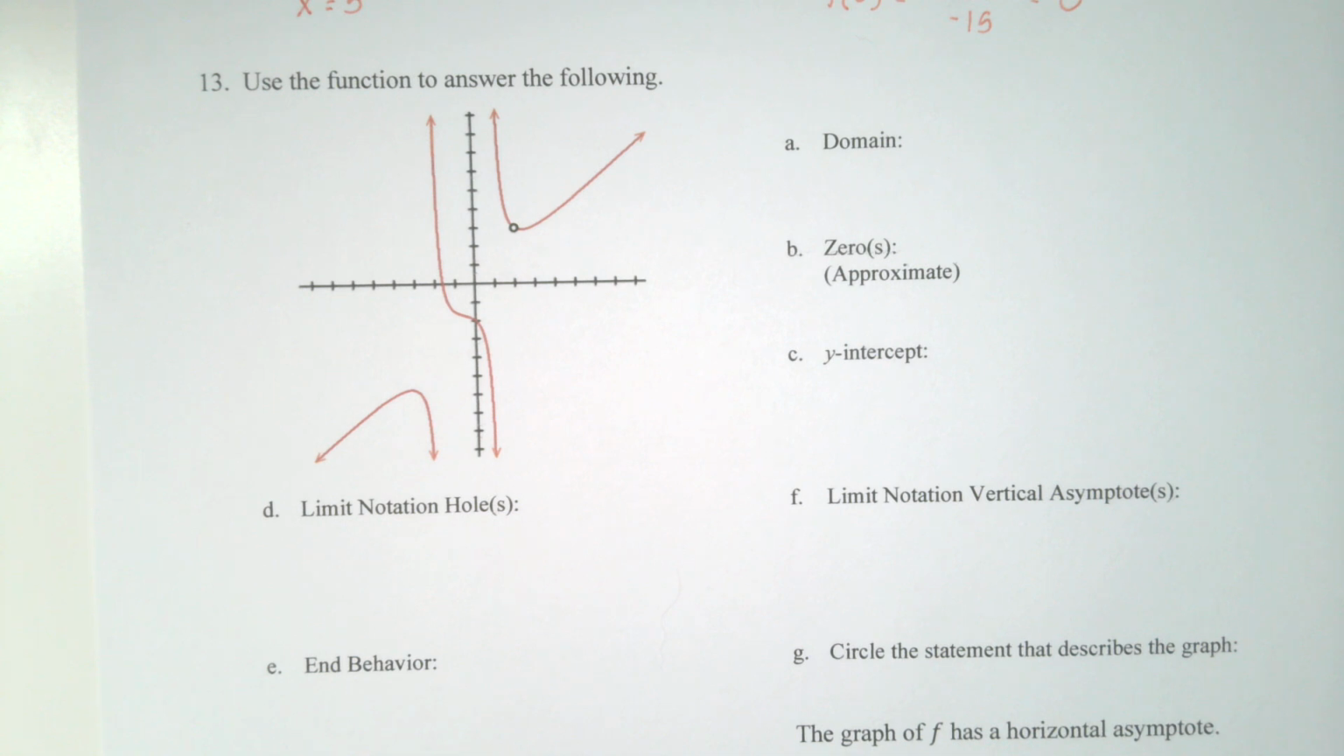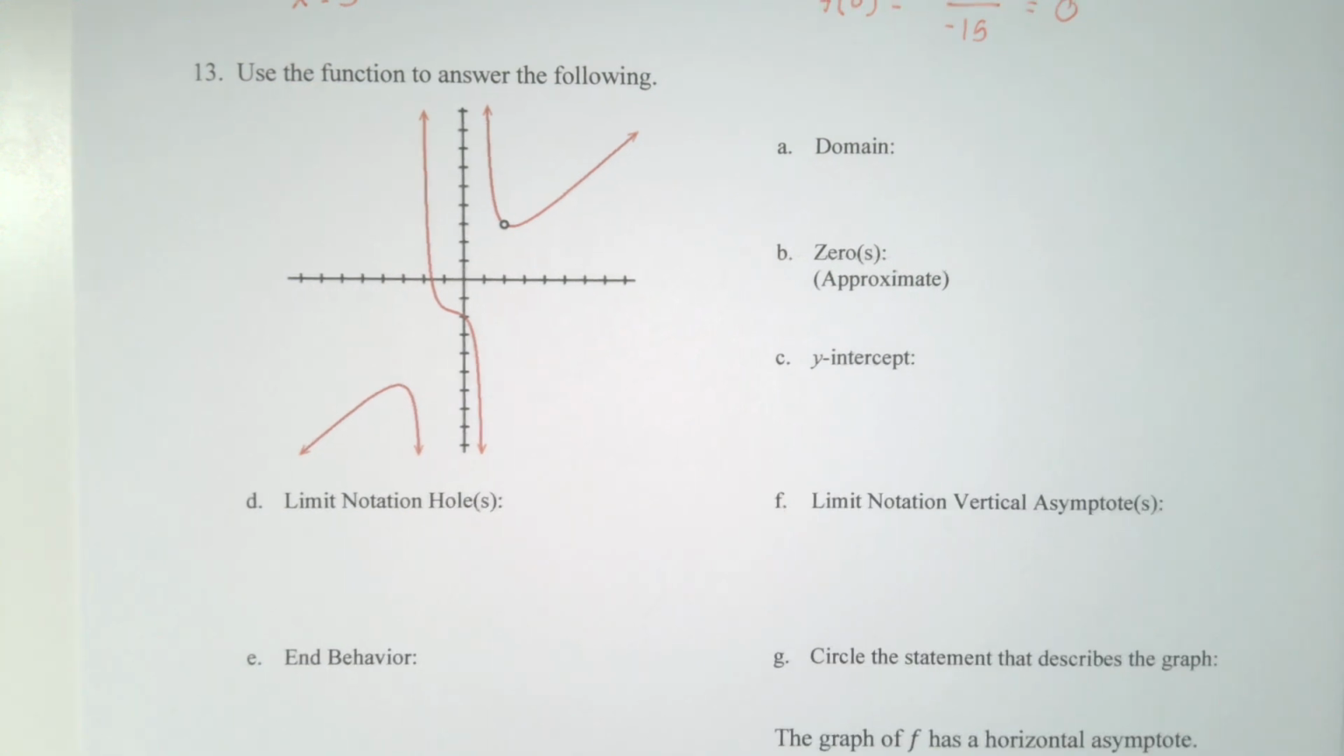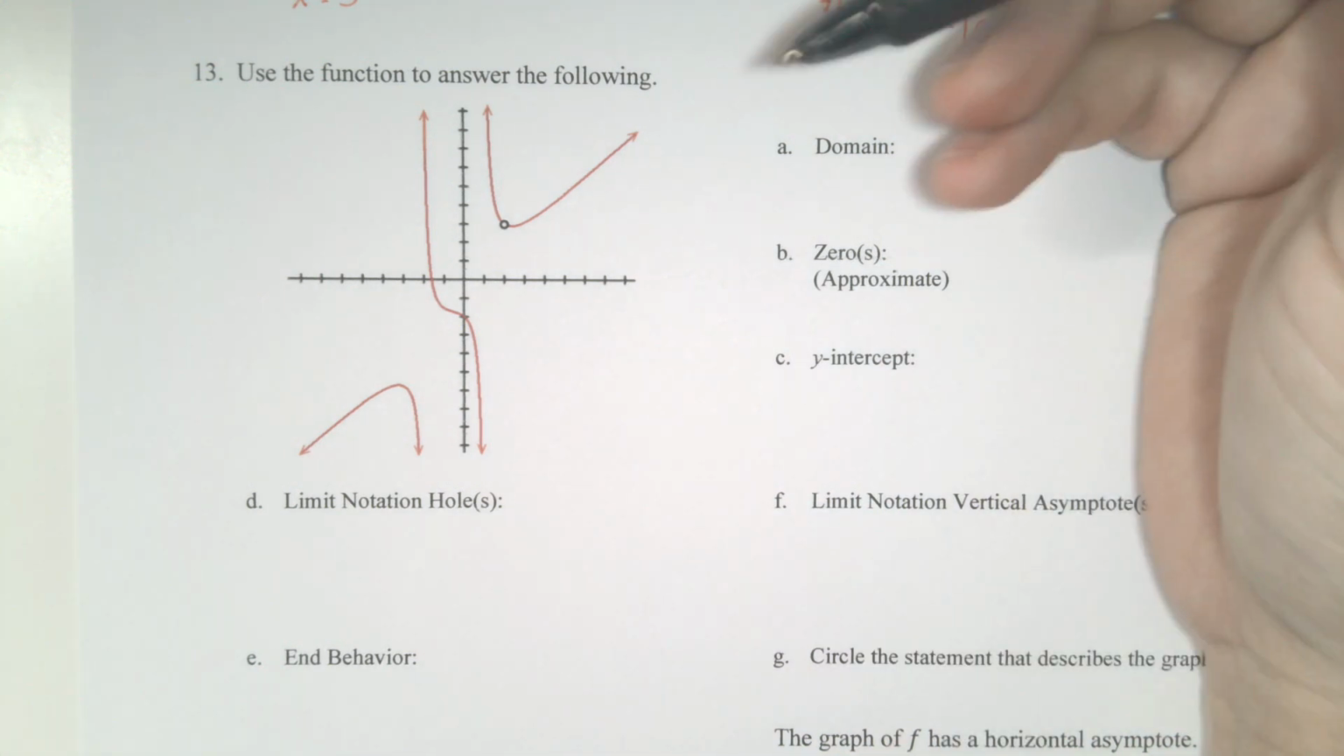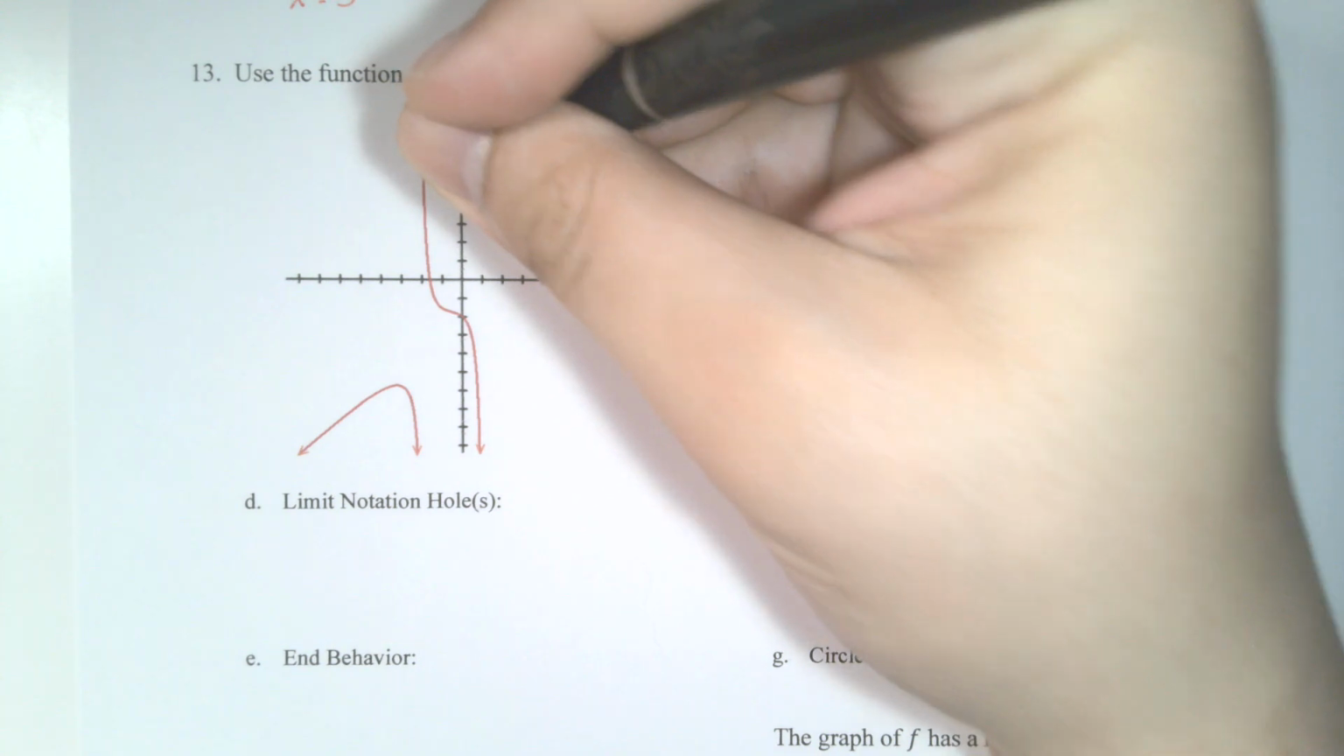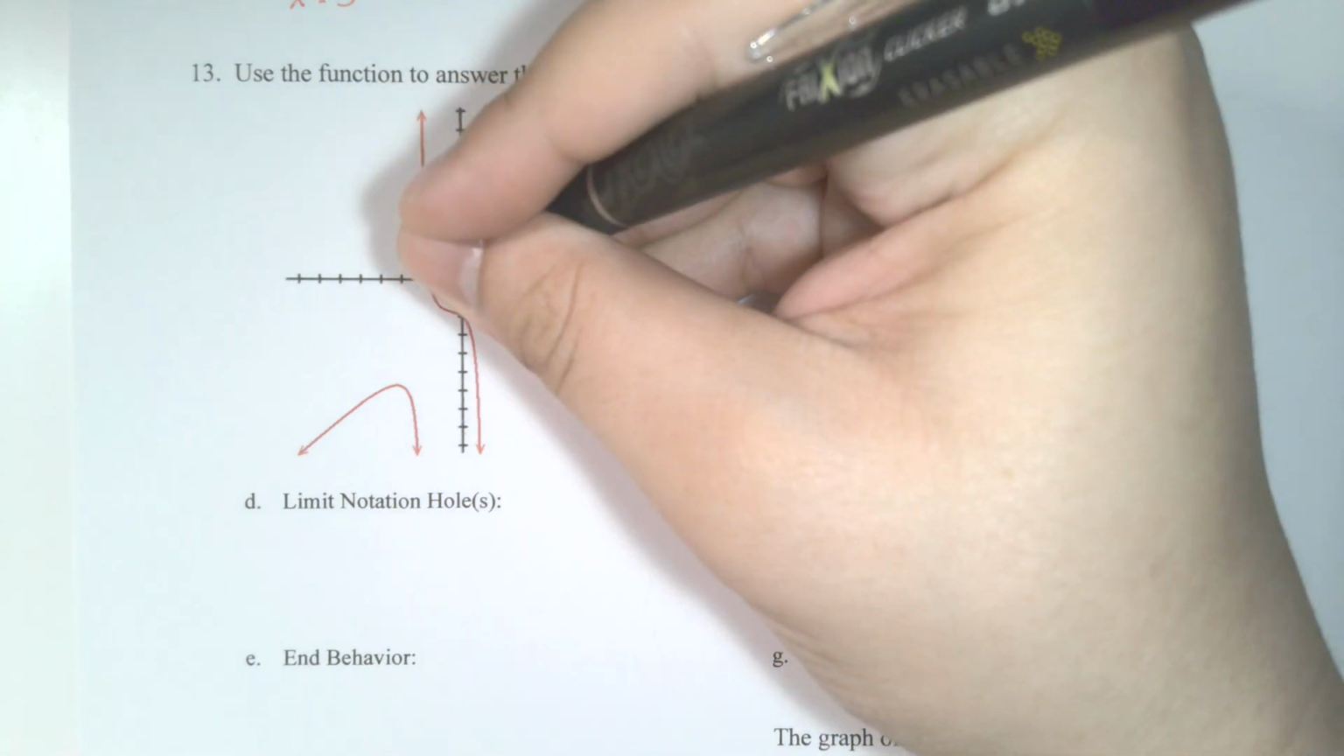Okay, and now we have some transformations. Sorry, not transformations, I'm looking at a different page. That's the next page. But we want to use this function to answer the following. So the domain. I'm going to use a different colored pen just so it doesn't look like red, at least on the graph, because we have red on red.